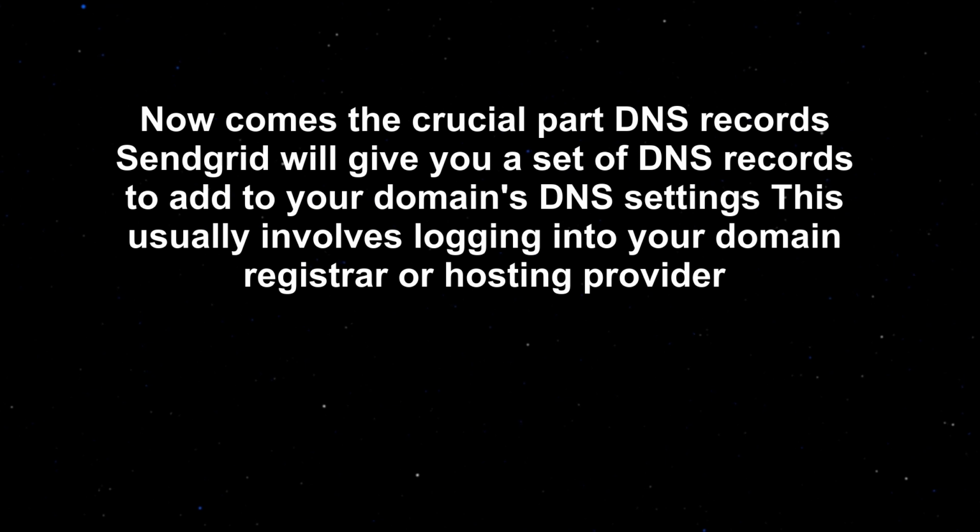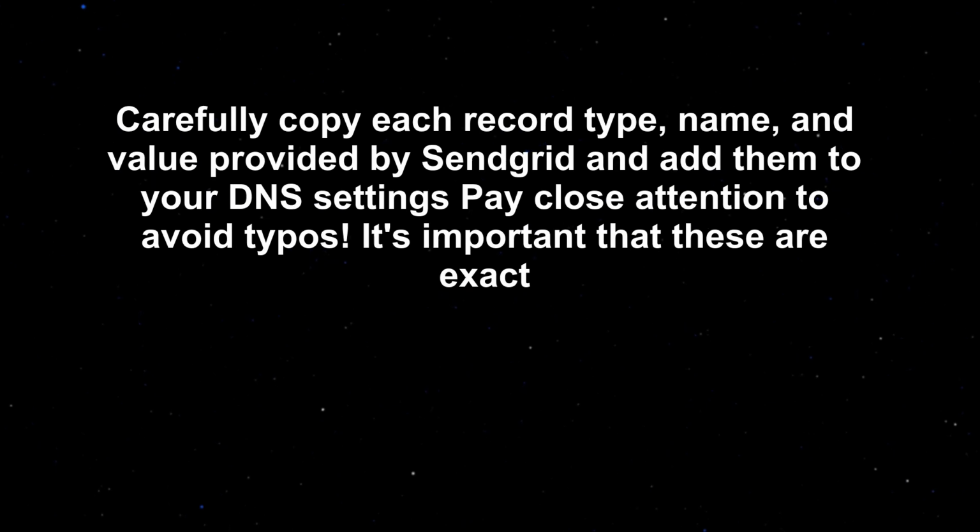SendGrid will give you a set of DNS records to add to your domain's DNS settings. This usually involves logging into your domain registrar or hosting provider. Carefully copy each record type, name, and value provided by SendGrid and add them to your DNS settings. Pay close attention to avoid typos. It's important that these are exact.